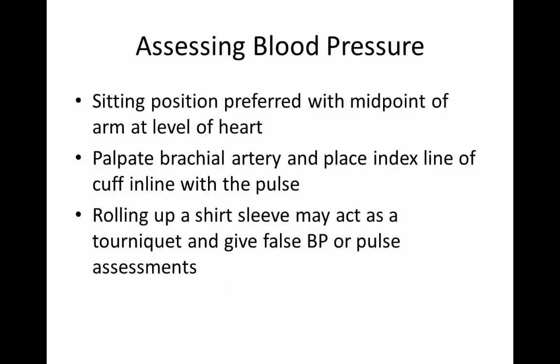Now, the best way to assess blood pressure is in sitting position. Palpate the brachial artery and place the index line of the cuff in line with the pulse. Rolling up a shirt sleeve may act as a tourniquet and give a false blood pressure or pulse assessment. And remember, you should cover more than 80% of the arm with the blood pressure cuff. That's basically for size.